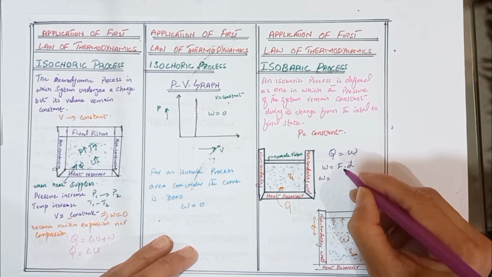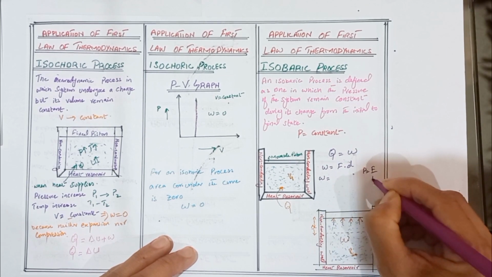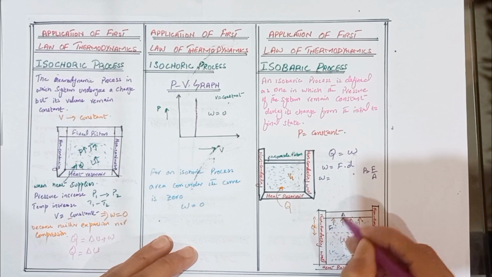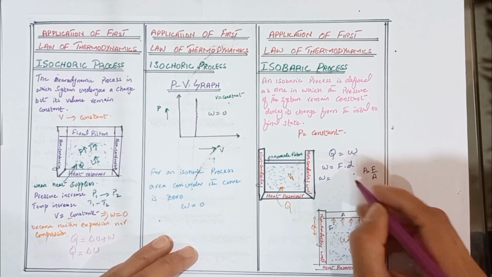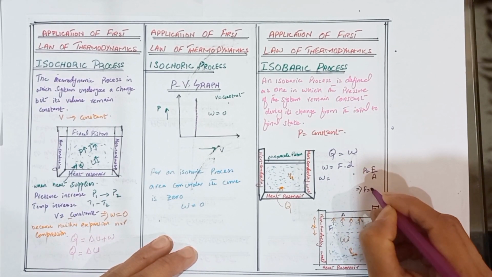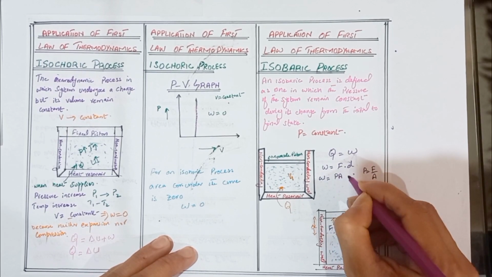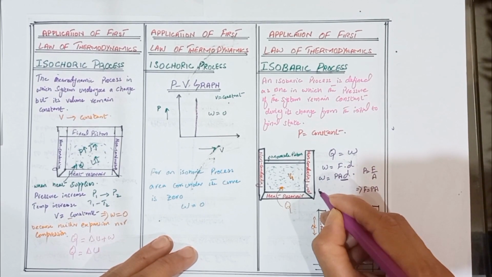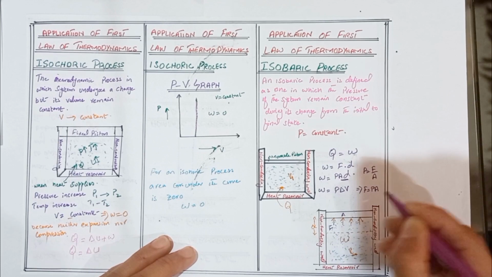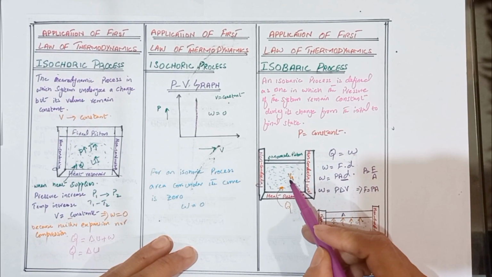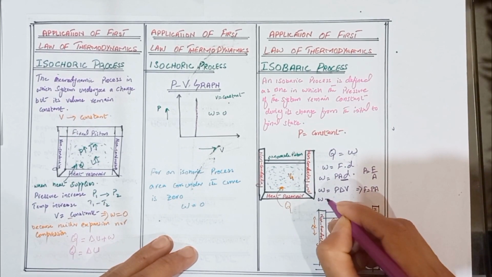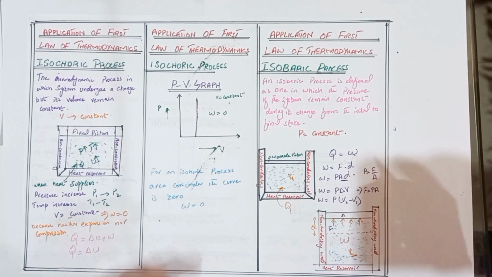We know that the formula of pressure is force per unit area. Here we apply the force on the piston, whose area is A. So pressure is equal to force by area. Here we calculate the value of F, that is F is equal to PA. So here put PA into the work. We know that area into distance is equal to volume, so it is equal to change in volume. In this case volume is changed from initial state to final state. We can also write it as V2 minus V1.